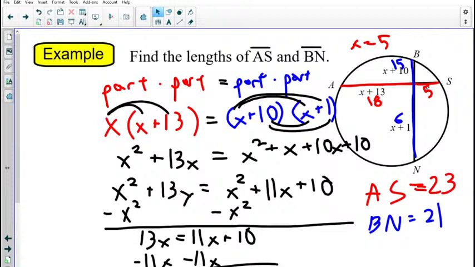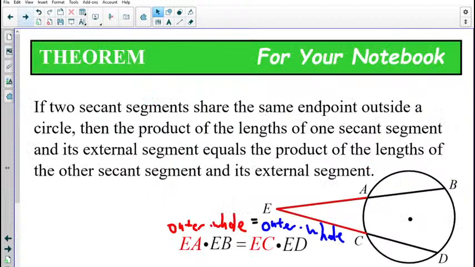All right, here comes the next formula, which is going to be when we are outside the circle. When we are outside the circle, this is going to become our formula. There are going to be two big formulas here. This is the first big formula, part times part, when we're inside the circle. This is the other major one, which is when we're outside the circle.